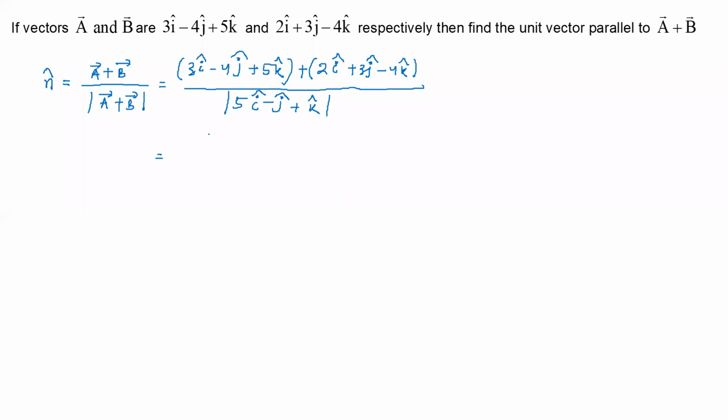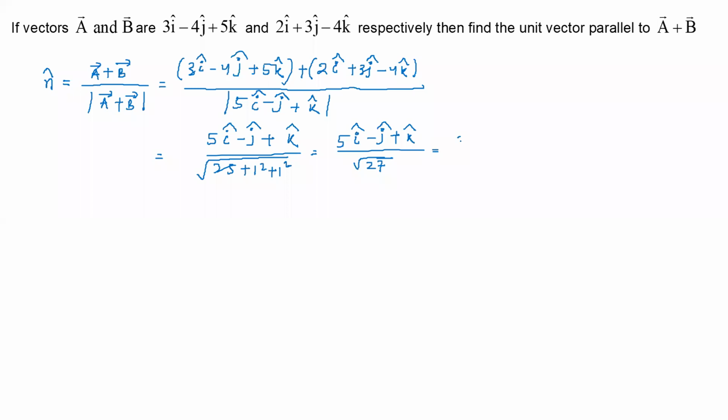That means in the numerator it is 5 i cap minus j cap plus k cap, divided by its magnitude, which is how much, students? 5 square is 25 plus 1 square is 1 plus 1 square is 1. In this way we find the magnitude. The unit vector parallel to A plus B is 5 i cap minus j cap plus k cap divided by 3 root 3, that is 25 plus 2 is 27.